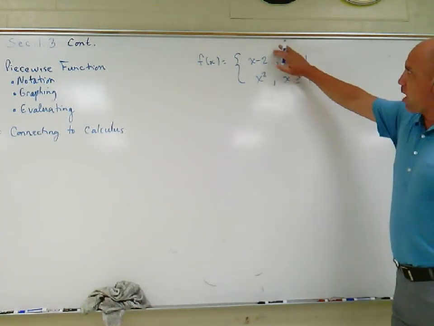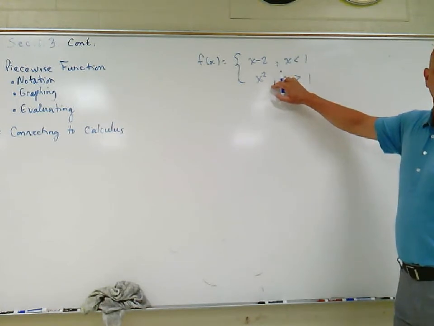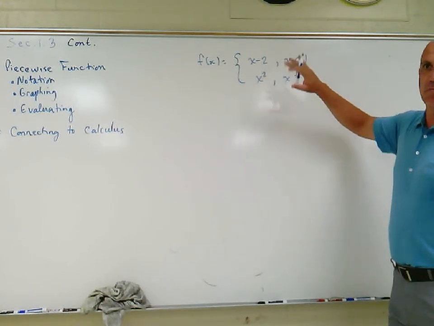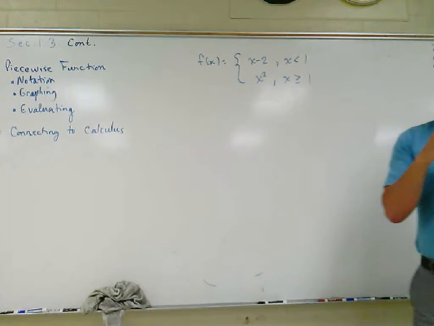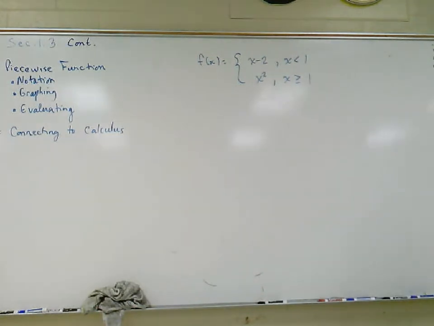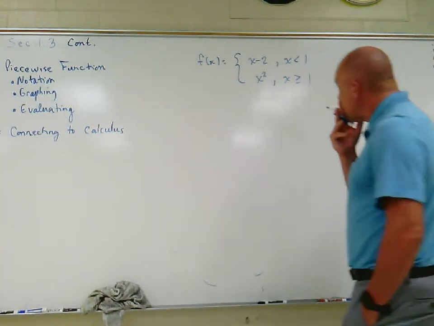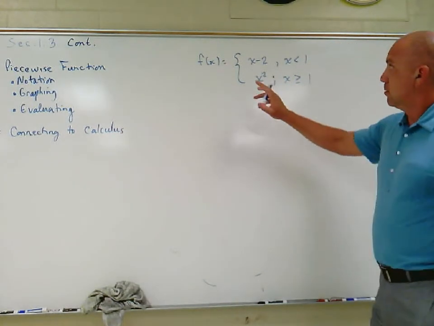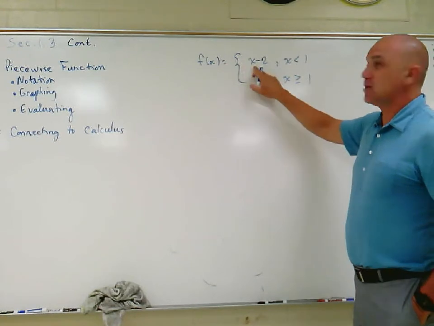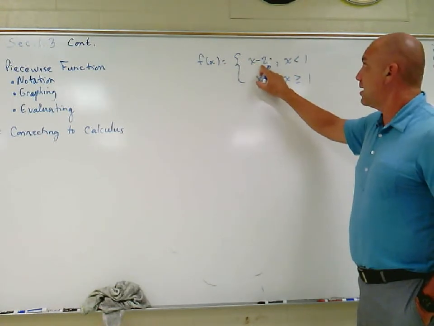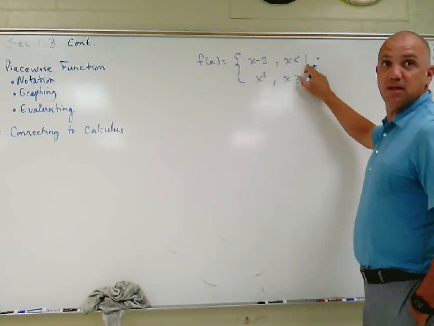I call this top branch, lower branch, but it's basically how can we take a piece of one function, a piece of another function, and put it in one graph. That's basically what we're doing. And then we'll look at the type of evaluations that you'll be asked to make. So here's what this is saying. Part of this graph is a line, and it's the line x minus 2 for x values less than 1.